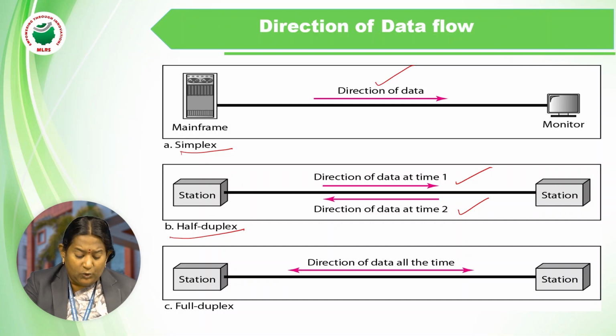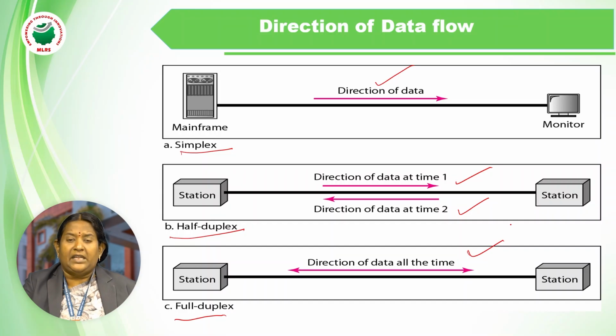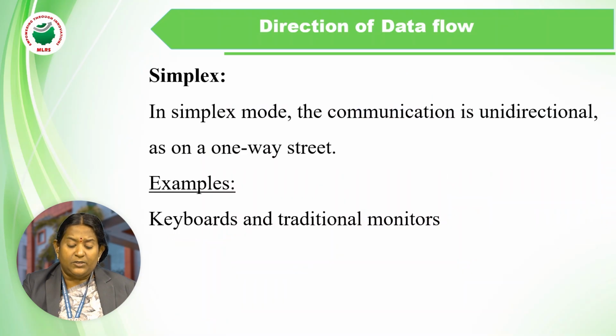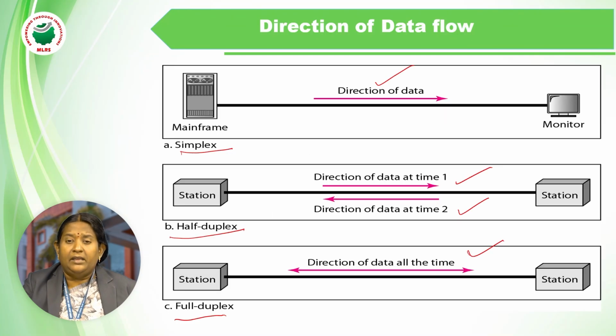Now what is meant by full duplex? Direction of data will be at all times. Means the data can be sent at any time, and both ways we can have the data. Transmission of data can happen at any time, all the time we can transfer the data.